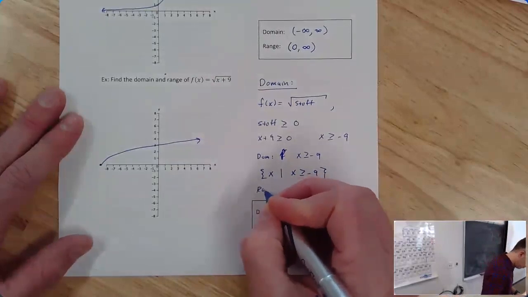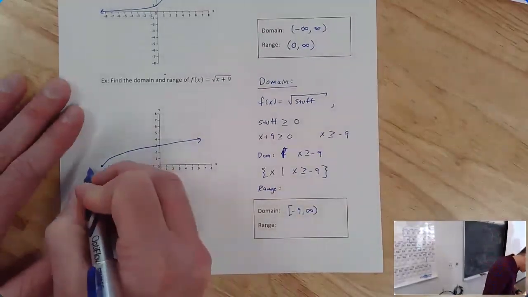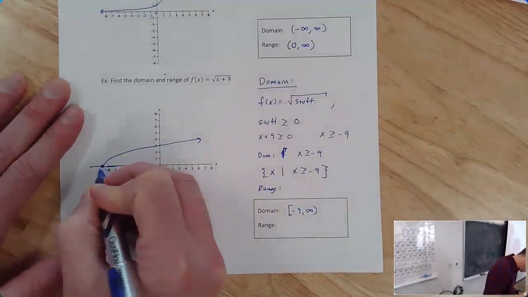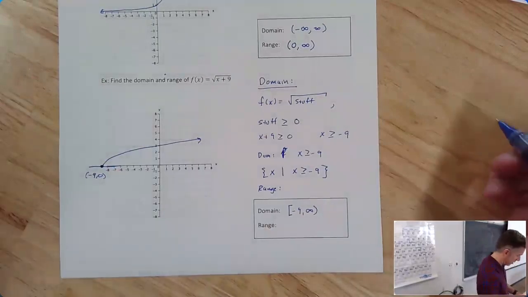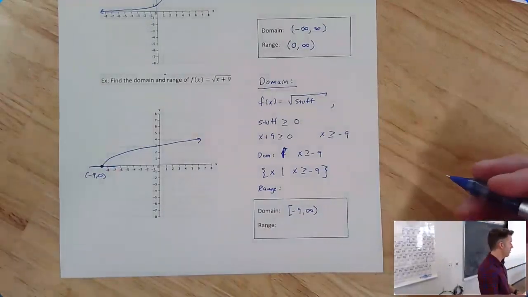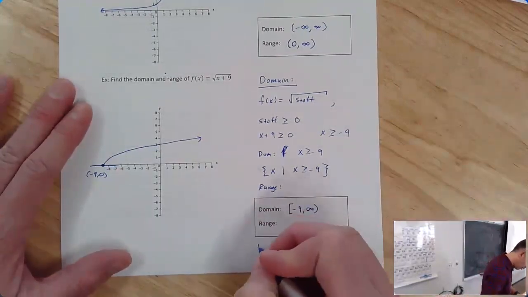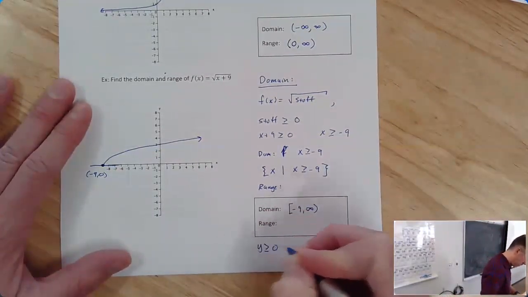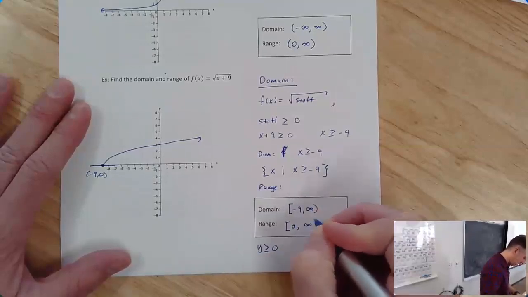Range. We're just looking at the graph. At that point there is a -9, 0. And it looks like my lowest y value is 0, and they just go up and up and up. So my range is the y values are greater than or equal to 0, which means we're starting at 0 inclusive and going up to infinity.